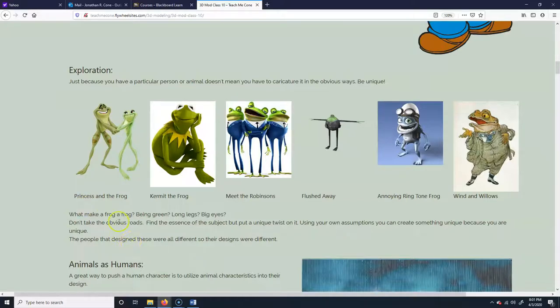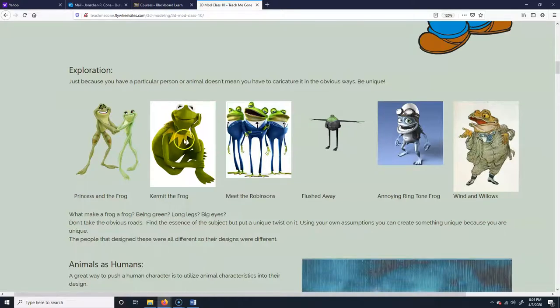What I would say when you are trying to come up with a design, if you want to come up with something that's truly unique and different, is don't take the obvious thing, right? Like if I'm going to do a pig or something, you could exaggerate, just make them really big and fat and round, and it would be cute and it would be funny, but it's obvious. You know what I mean?